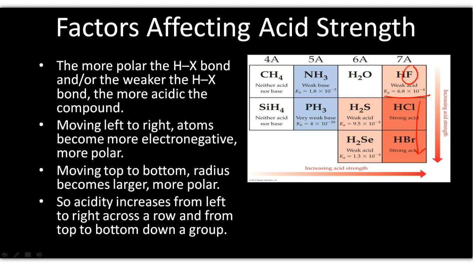And we can also mention, in regards to moving from the left side of the table to the right side of the table, the electronegativity increases, so therefore that atom or that bond is going to become more polar, and the same principle takes place, in that the hydrogen is going to be removed from that atom much more easily. You're not having a covalent bond, you're having a very polar bond, and the hydrogen breaks off.